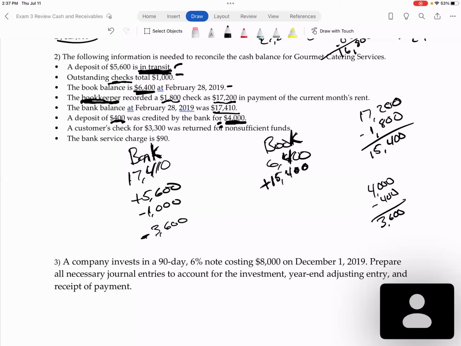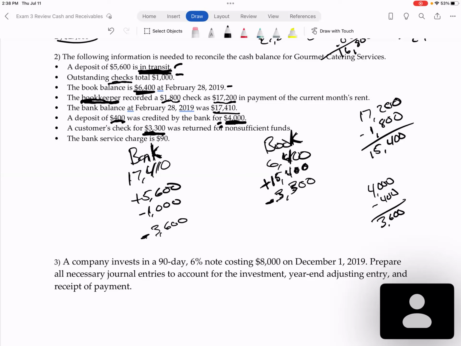Okay. And then a customer's check for $3,300 was returned for non-sufficient funds. Okay, so we received this check from someone, right, from a customer. They paid us $3,300. So over here in our book, we thought like, sweet, we received money, but we didn't, right? Because they really didn't have the money to write the check. And so the bank knew about that. The bank is the one that tells you like, hey, sorry, this person really didn't have the money. So we had already recorded it. So now we need to remove it from our books. So put it in as a negative number.